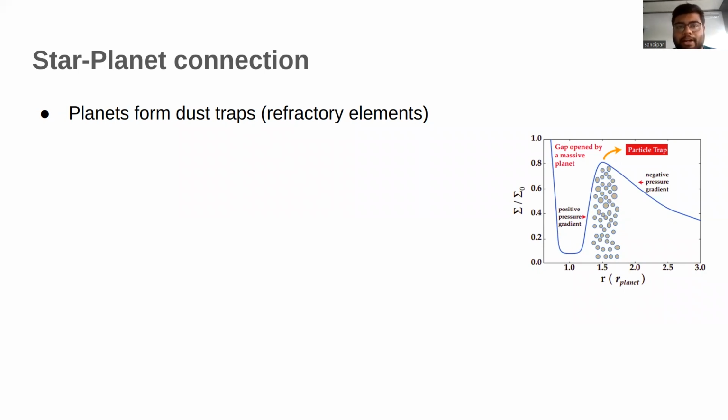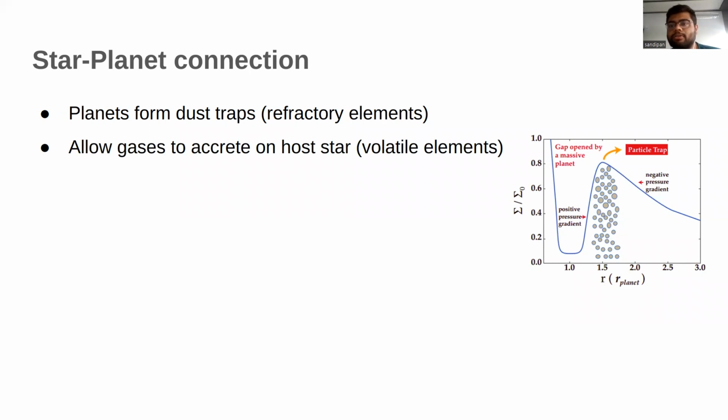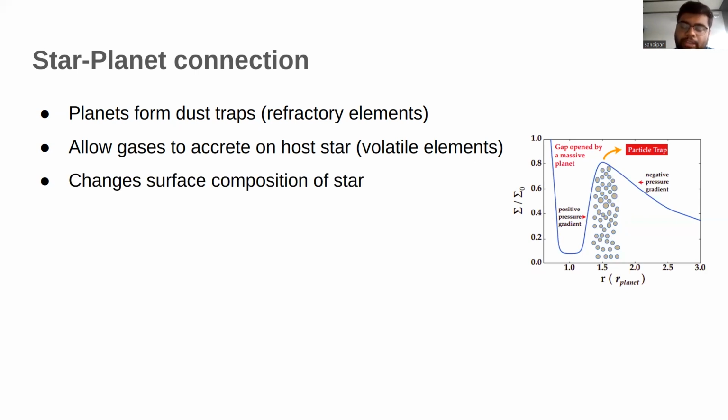Well, the dust is specifically formed by refractory elements, whereas the gas is formed by volatile elements. Refractory elements are those elements which can condense at a higher temperature, and volatile elements condense at a lower temperature. So we are seeing here that the dust should get trapped here, whereas the gas can freely flow. Then the accretion on the star would change the surface composition of the star itself, because more of the volatile elements are getting accreted compared to the refractory elements.